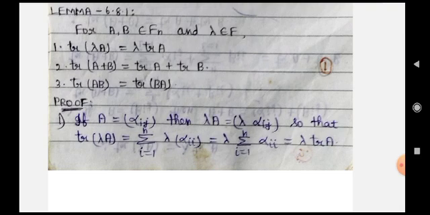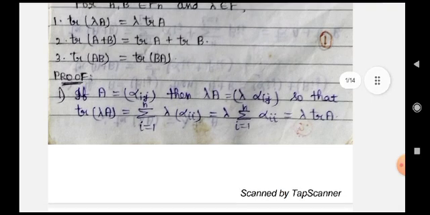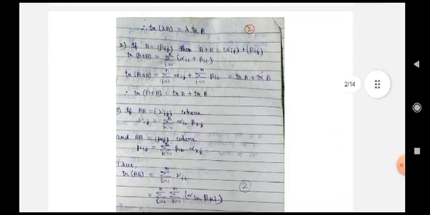Coming to the proof, if A equals (alpha ij), then lambda A equals (lambda alpha ij), so that trace of lambda A equals summation i equals 1 to n lambda alpha ii. Since lambda is a constant, we can take it out from the summation, which equals lambda into summation i equals 1 to n alpha ii, which equals lambda trace A. So the first case is over.